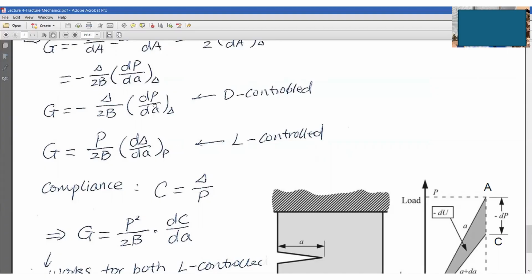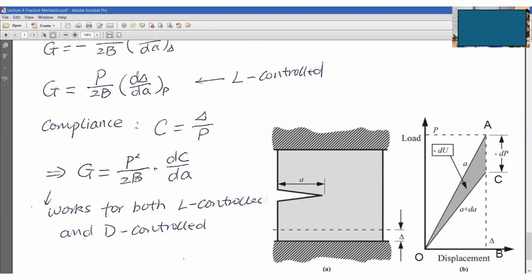For this case, delta equals P multiplied by C, and for the other case, P equals delta divided by C. You can just plug in and see what you get. Okay, so we get this equation. This equation is valid for both load-controlled loading condition and also displacement-controlled loading condition. Any questions so far?